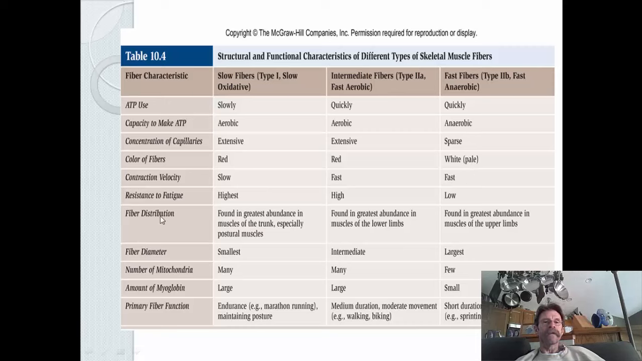Let's take a look at their fiber distribution. Where are they found? Well, they are found in the greatest abundance, this is the slow, in the postural muscles of the trunk. So the low back muscles, the abdominal muscles are slow twitch fibers. Even the calf muscles in the leg. The calf muscles in the leg are actually more slow fiber in nature. Because as you lean forward, your calf and gastroc get put on stretch. So that would initiate these to fire a little bit.